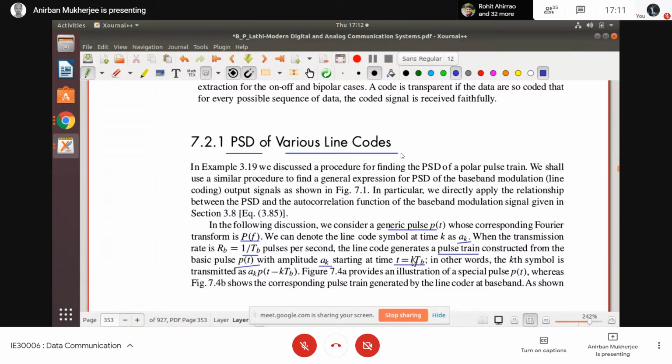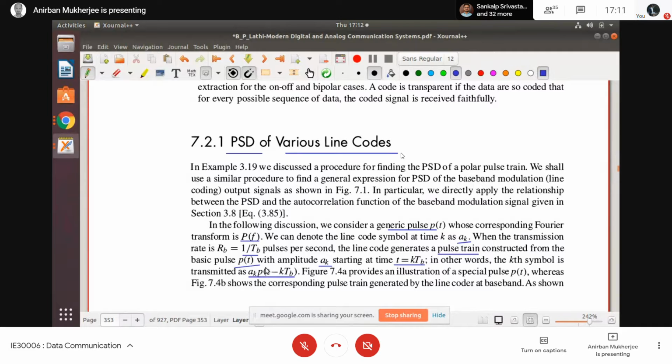Let us see what I mean by this. Let me complete this, then I will show you the picture. Now the kth symbol is transmitted as a_k p(t minus kT_b). That means the k unit delayed. The kth symbol is k units delayed.